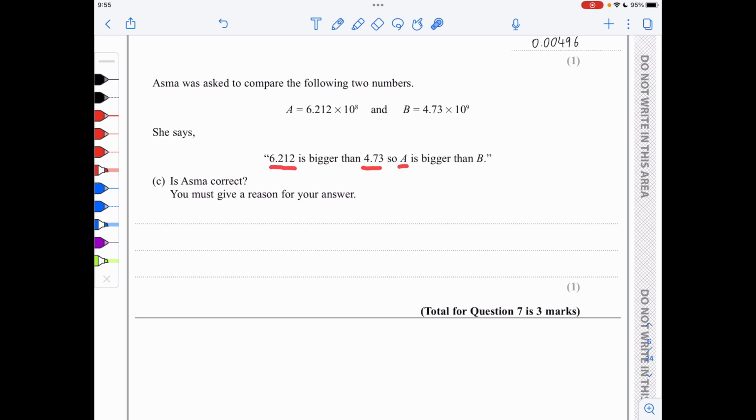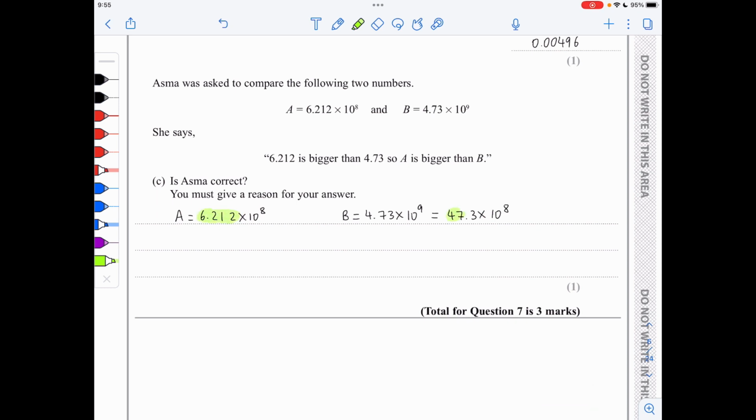In part C, we've got two numbers, A and B, and Asma says that 6.212 is bigger than 4.73, and therefore A must be bigger than B. Now we need to explain whether Asma is correct or not. So we've got that A is 6.212 times 10 to the 8, and B is 4.73 times 10 to the 9, and I will write this as 47.3 times 10 to the 8, so that they've got the same power of 10, and therefore I can compare the numbers here.